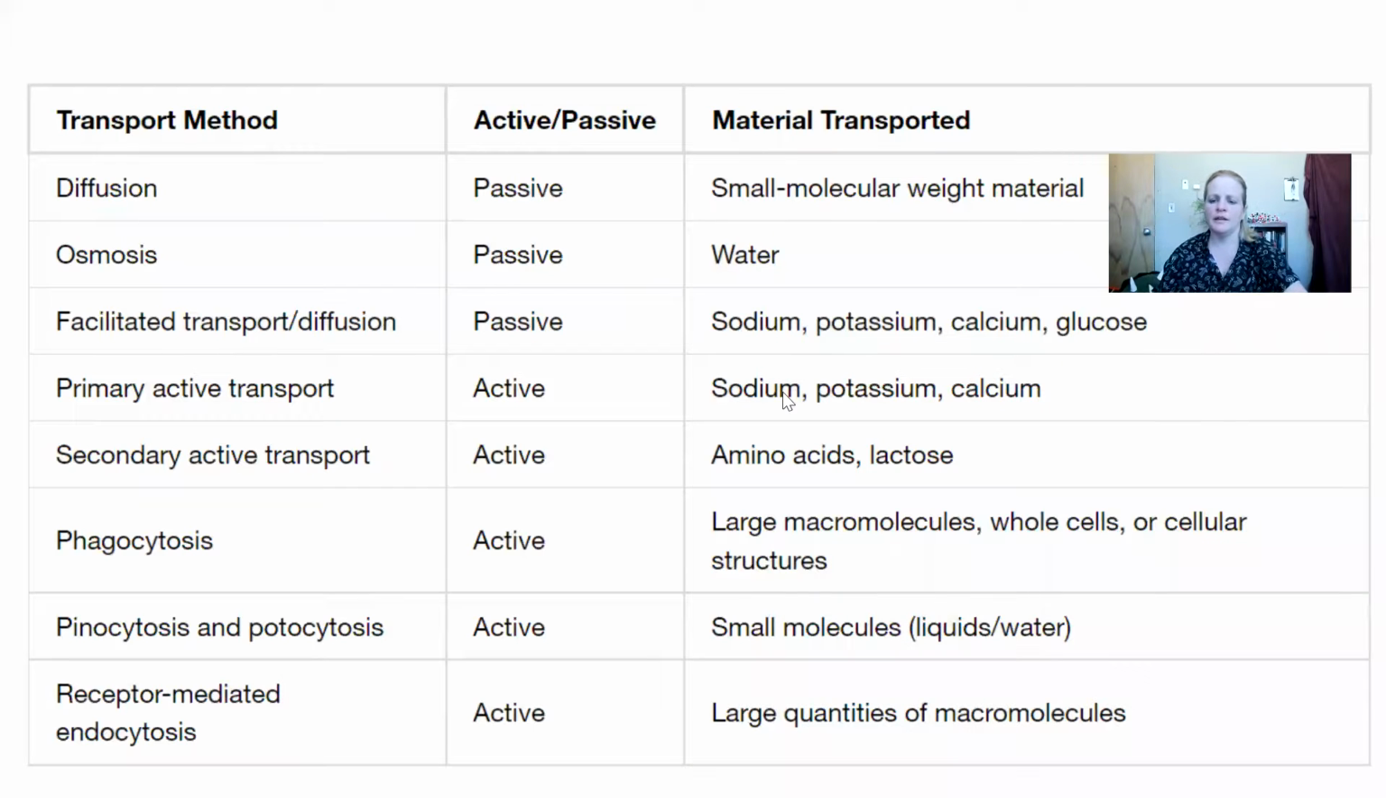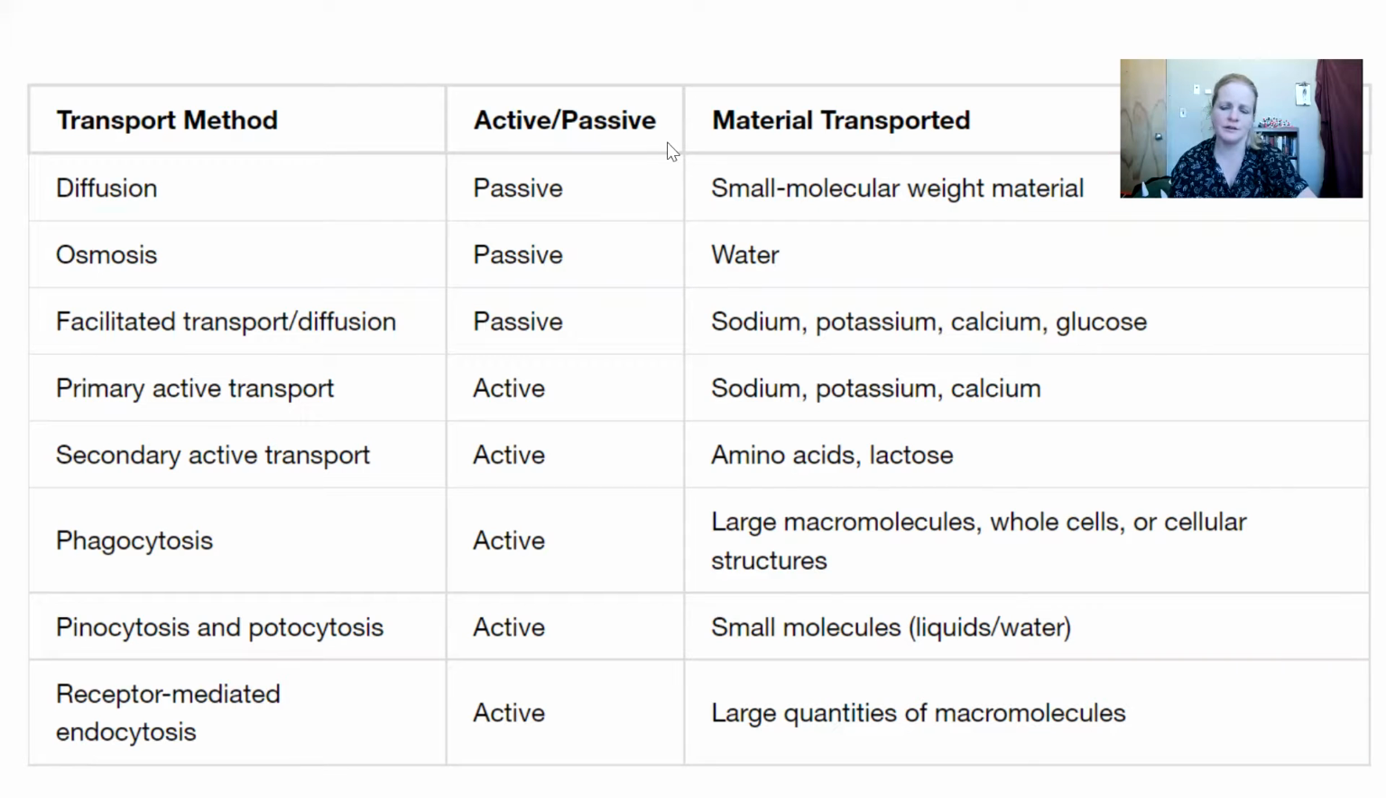Okay, and then I've put this in the PowerPoint for you as an ease for you. This is taken from your textbook. It helps you remember the different ways that stuff is transported in cells, whether it's active or passive, and what's moving. So use this as a nice little summary study guide.